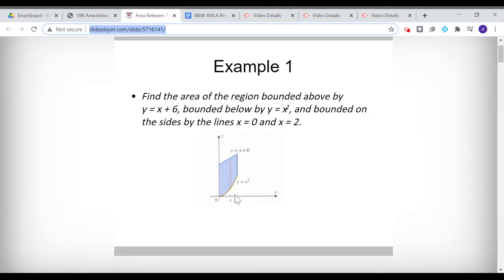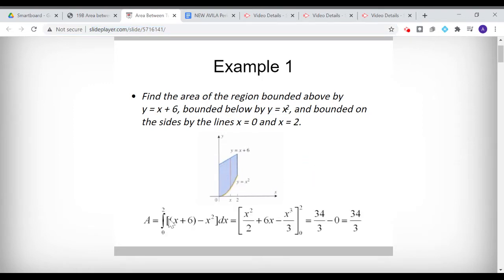If we want to find the area of the region bounded from above by y equals x plus 6 and below by y equals x squared, and bounded on the sides by the y-axis, or the line where x equals 0, and the line where x equals 2, that means we're finding this kind of weird shape right here. We're going to do that by following our formula from the previous video.